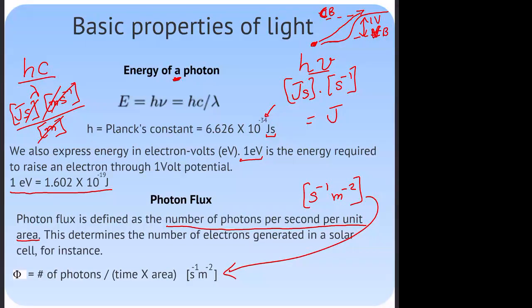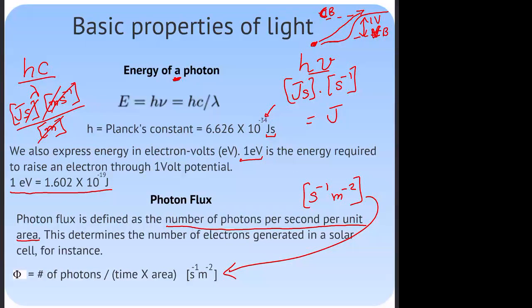This determines, for instance, if I have, let's say, 1,000,000 photons coming per unit time per unit area onto my photovoltaic cell, and if my photovoltaic cell has 100% efficiency, every single photon that comes in is converted into an electron, so it produces current. I can say, okay, I'm going to get 1,000,000 electrons per unit area per unit time. So that's what this determines, for instance, the number of electrons generated in a solar cell.